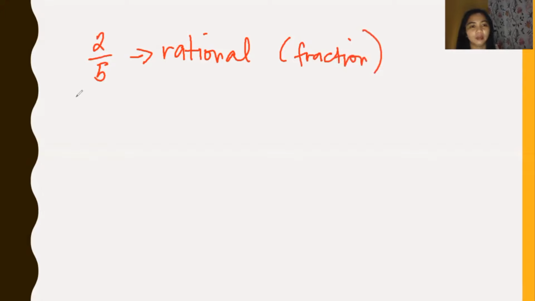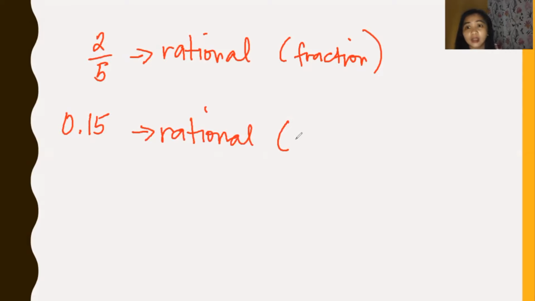Let's have another example. Let's have 0.15. Ito ay rational kasi it ends. It terminates. Alright, siya ay tinatawag nating terminating decimal. Pag sinabing terminating decimal, natatapos.